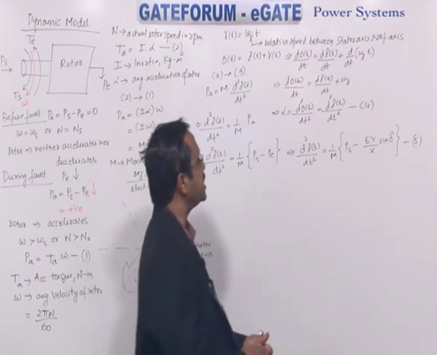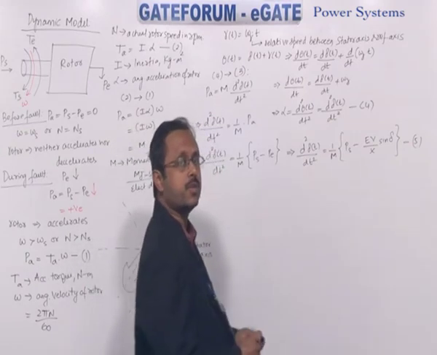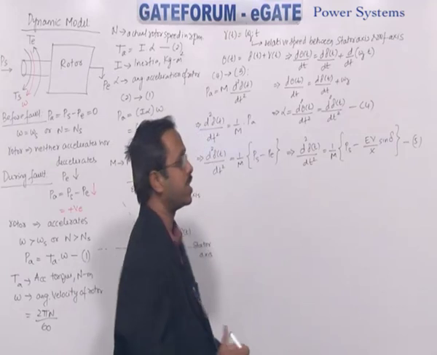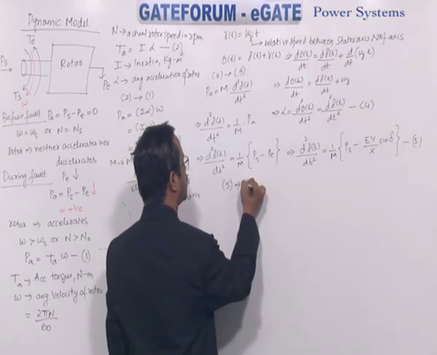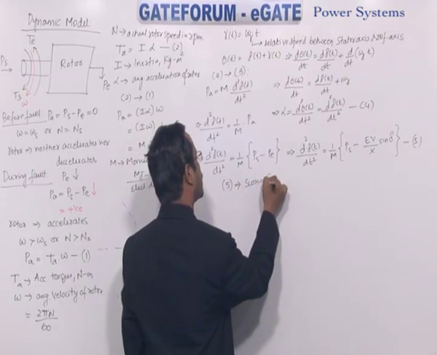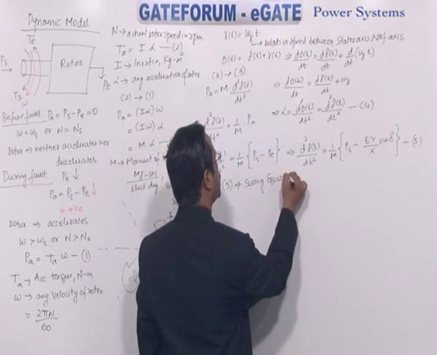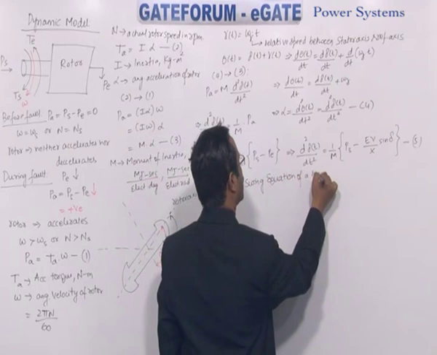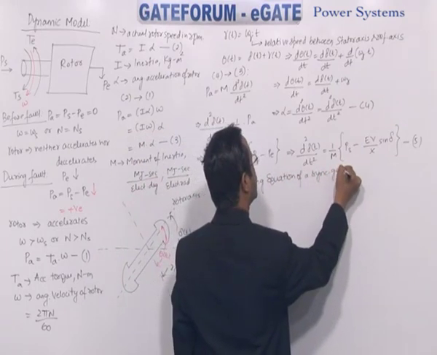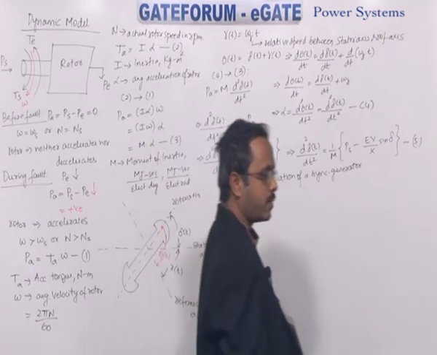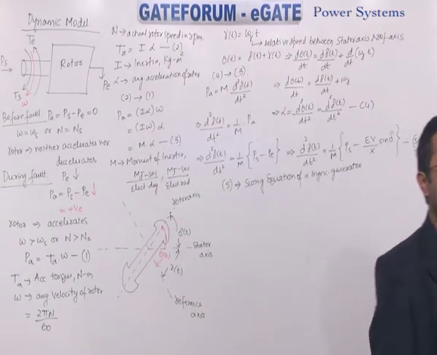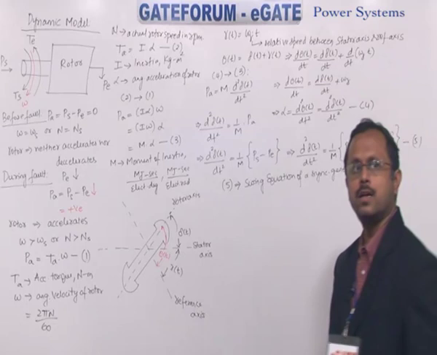And what do you call this equation 5? You call it the swing equation of a synchronous generator. Now observe two important points here.